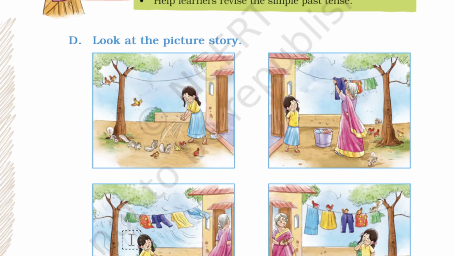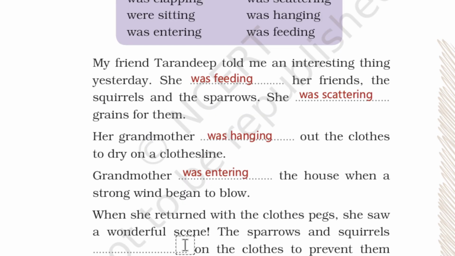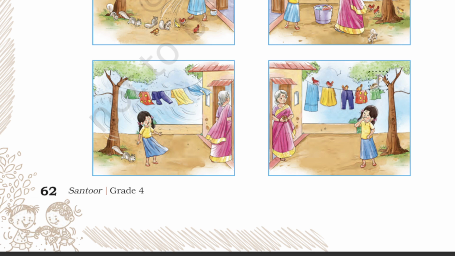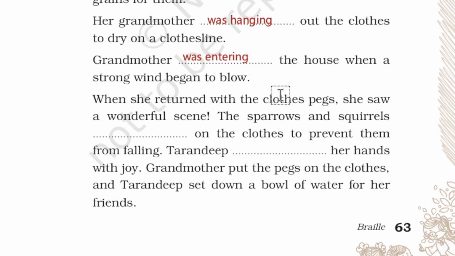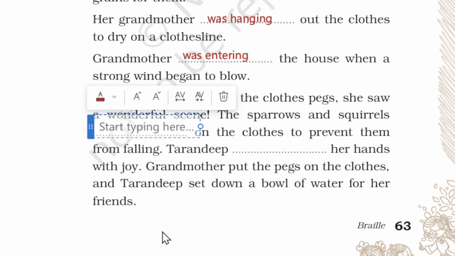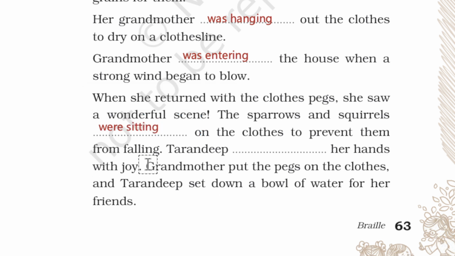So the strong wind began to blow. Now grandmother is entering the house. So the next picture, let's see. When she returned with the clothes pegs, she saw a wonderful scene. The sparrows and squirrels. What happened? See, sitting. They are sitting. So it is not one sparrow, it is more birds. So we should use were. Were sitting on the clothes to prevent them from falling.